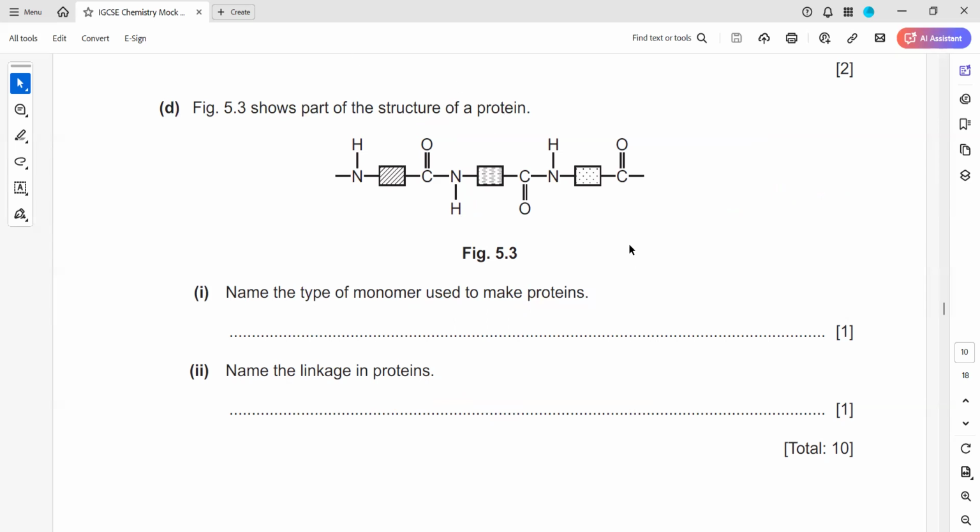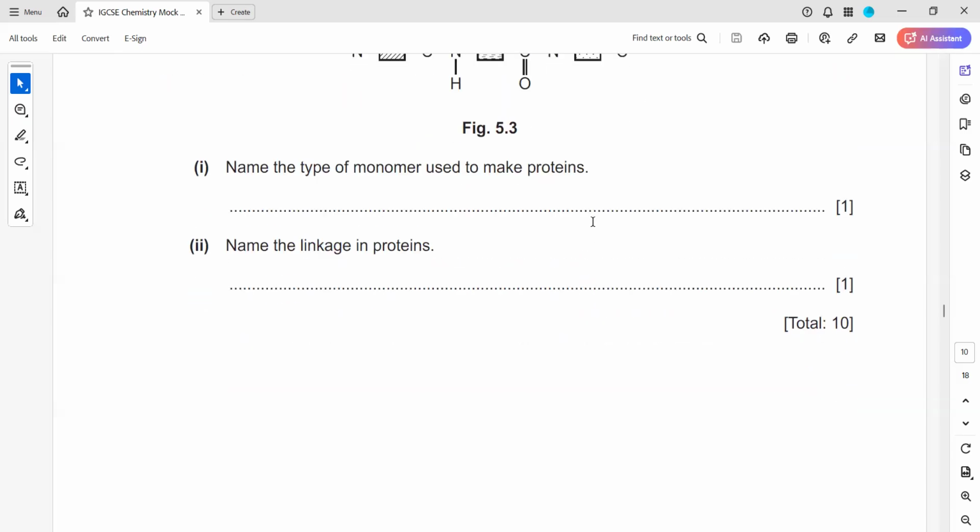Name a linkage in protein: amide linkage or peptide linkage. Linkage means the type of bond, how they are linked with each other. In carbohydrate, it is only O, an oxy linkage. Fats have an ester linkage.